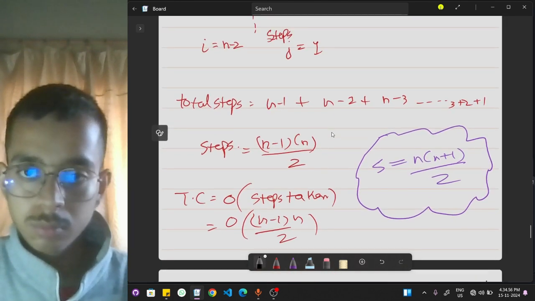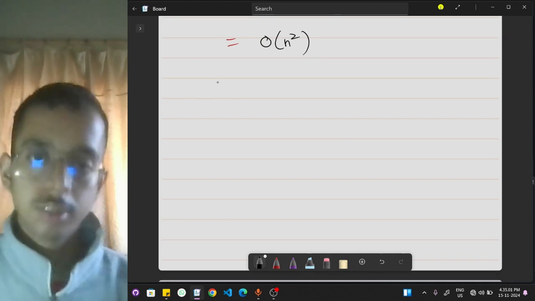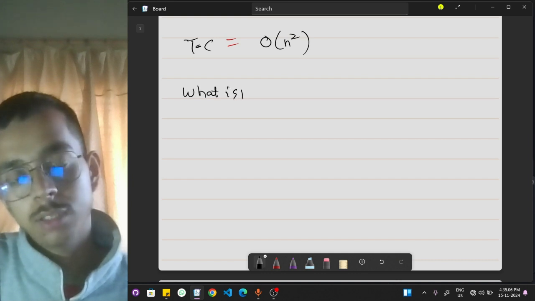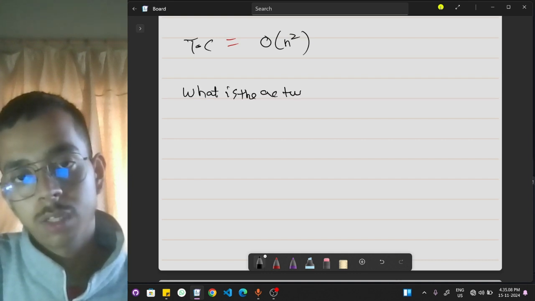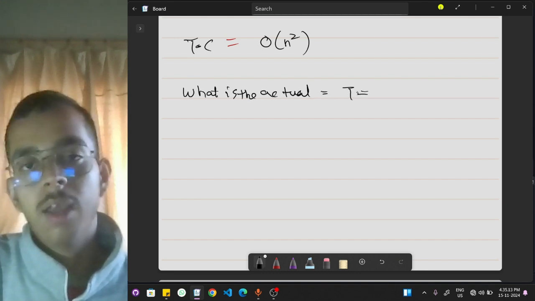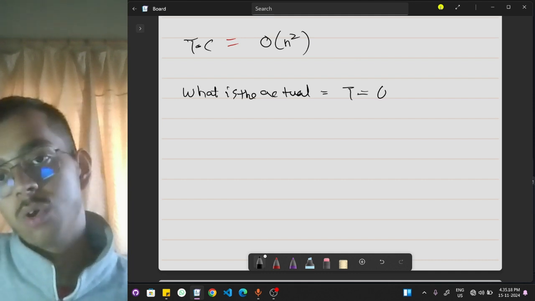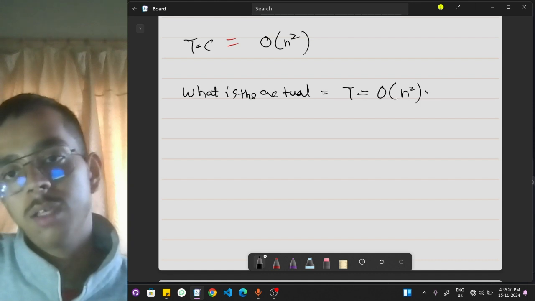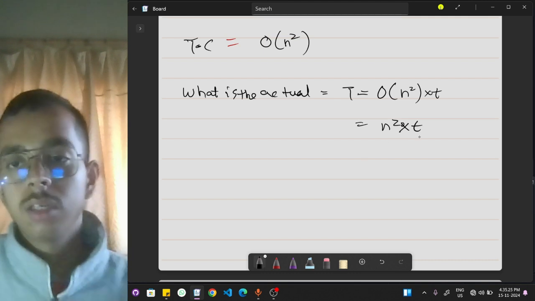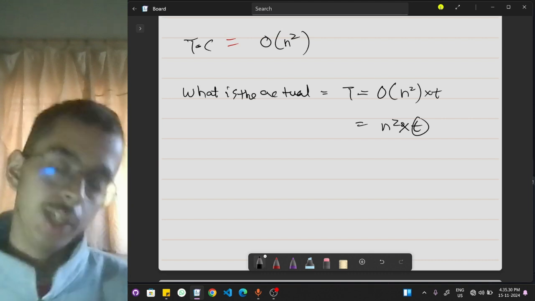So this is the time complexity. So what is the actual time? The actual time is calculated by multiplying the number of steps, or you can say multiplying this, with the constant time, that is n square into c, and this constant time depends on the system, so you don't actually need to worry about that.